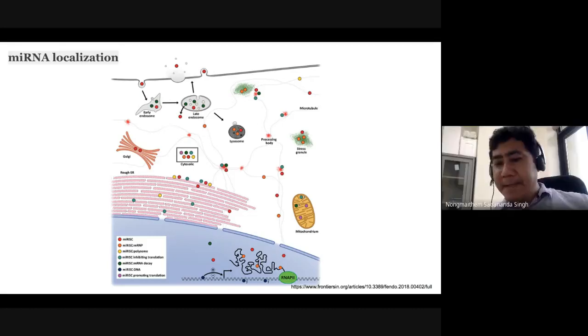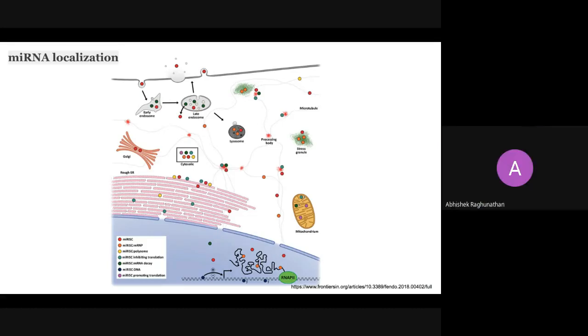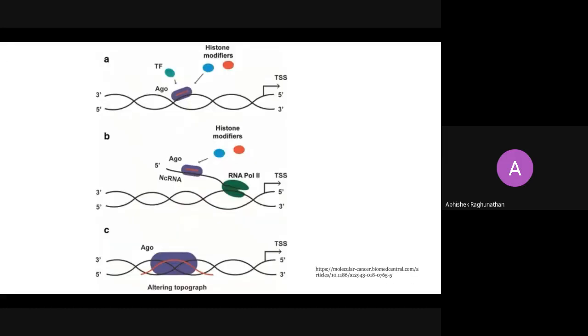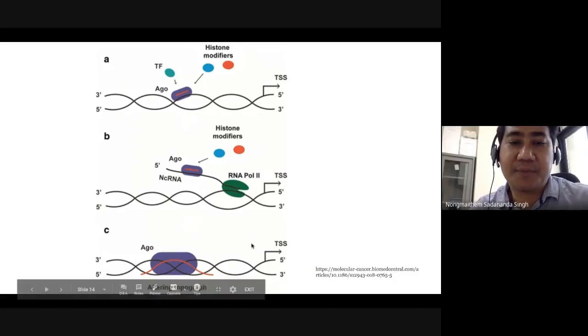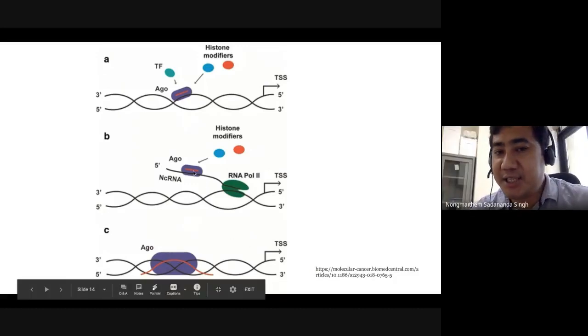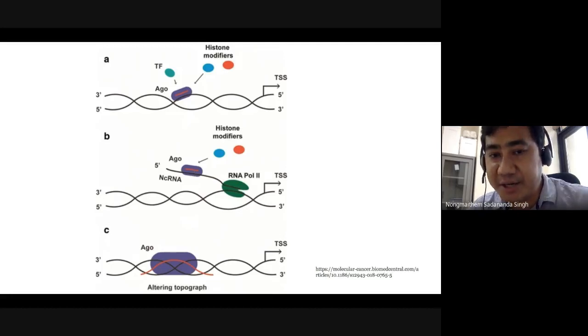Excuse me, sir. Yes, tell me. Sir, in the previous slide, just one. Yes, sir. In B, what is happening? So in this B, it's not interacting with DNA. It's interacting with a nascent RNA which is coming out of RNA polymerase.